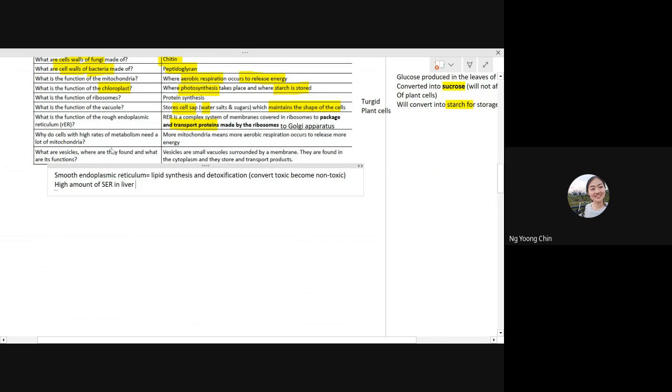Okay, you will realize that some cells have a lot of mitochondria, but some cells don't. An example of a cell with a high amount of mitochondria is the sperm cell. Yeah, sperm cells do have many mitochondria, okay? And also one more is the xylem tube cell. This is in the plant.